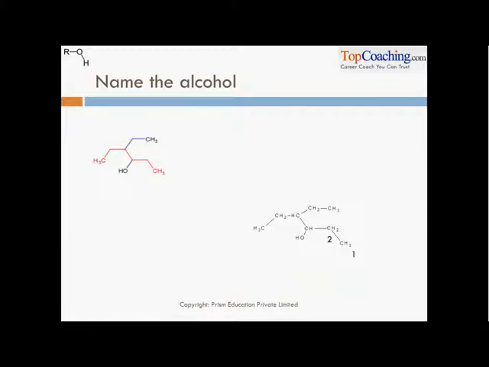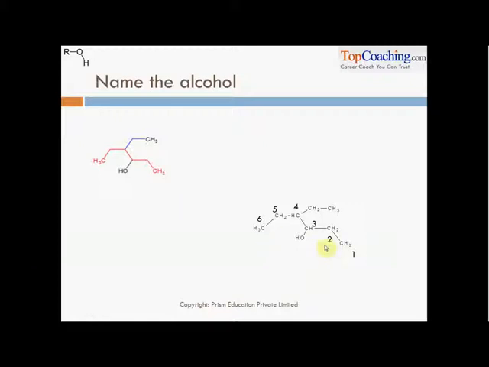So let us see how I number it. I start numbering from here, 1, 2. Why from here? Why not from here? Because I start numbering from the carbon atom nearest to the OH group. So if I start numbering from here, the OH group comes at position 4. Whereas if I start numbering from here, the OH group comes at position 3. So this is the preferable point of numbering. 3, 4, 5 and 6, right?